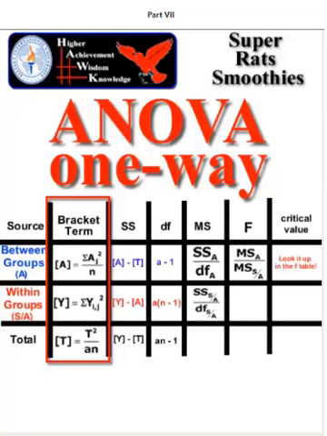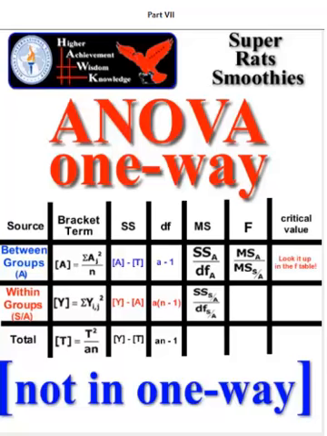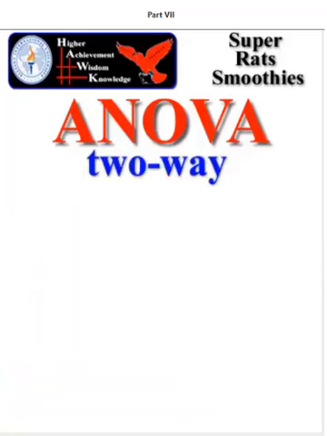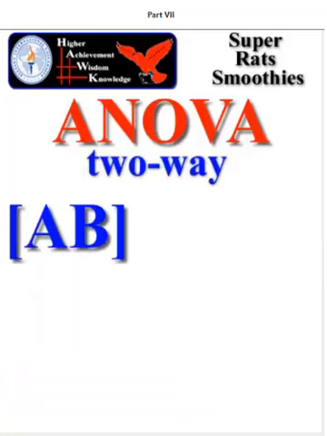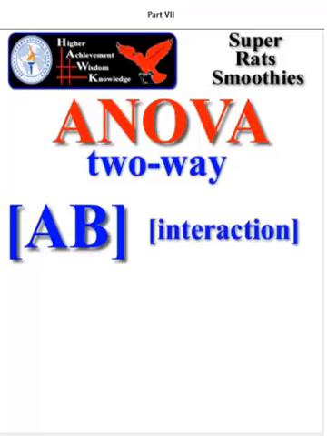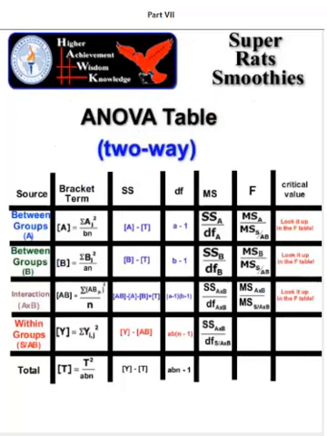A one-way ANOVA doesn't have an interaction in there, you'll notice. So this is brand new to the two-way factorial ANOVA. And let's go ahead and take a look at it. The AB bracket term, which represents the interaction variance, can be found by this formula right here.